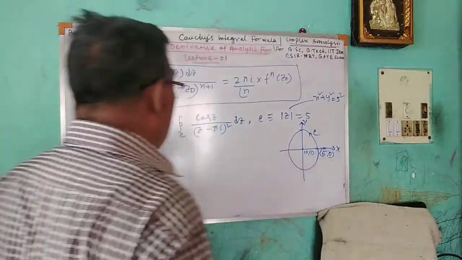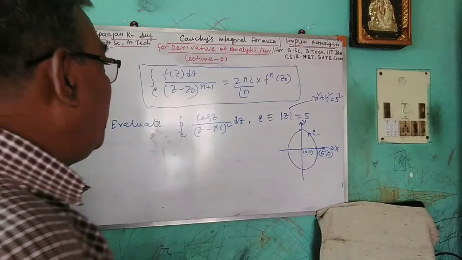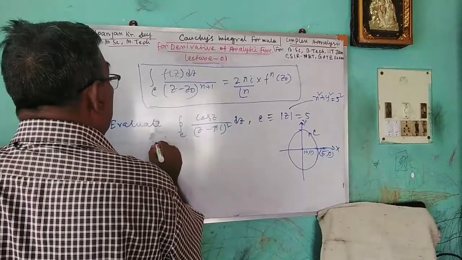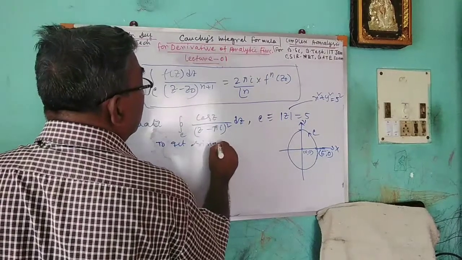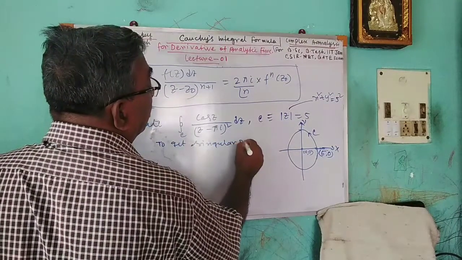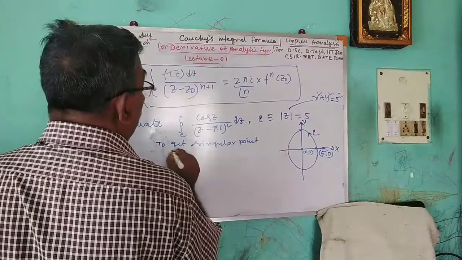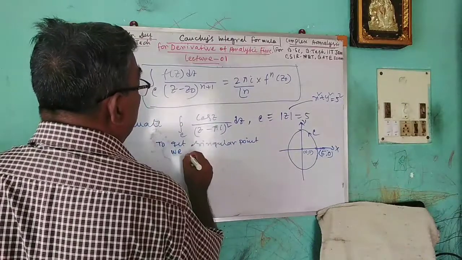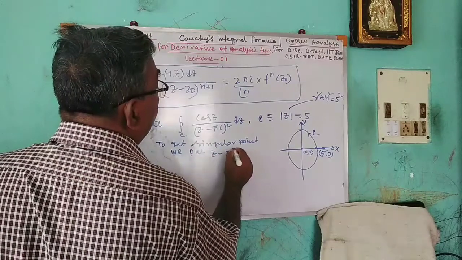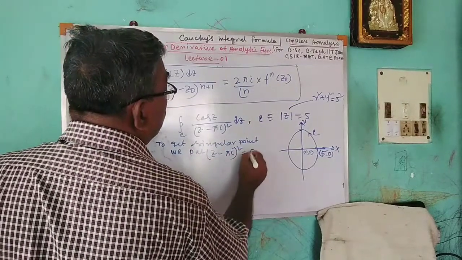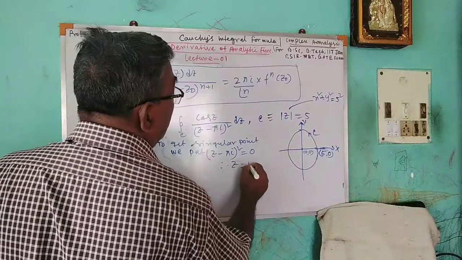Now next part, you have to find the singular point. To get the singular point, we have to put the denominator part equal to 0. We put (z minus pi i) whole square equal to 0, this becomes z equal to pi i.